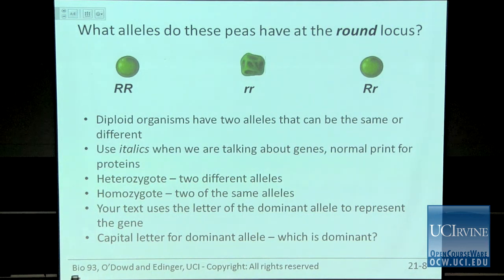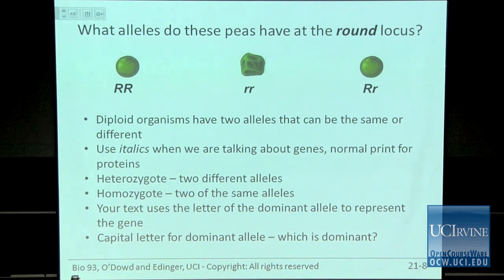Now, your textbook uses the letter of the dominant allele to represent the gene. That's not always true, but that's what we're going to do in this class. So these P's are round. Round is dominant. We're going to use a big R for the dominant allele, because we use capitals for dominant, and a little r for the recessive allele of the round genes.